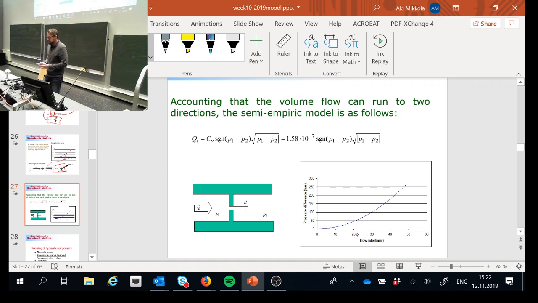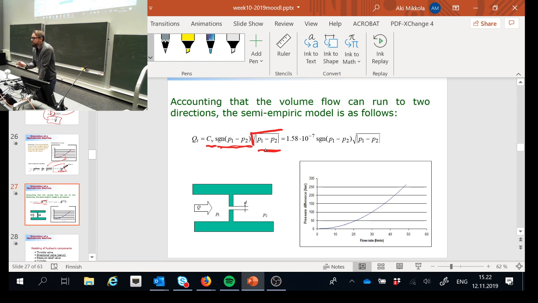Okay, so how does it go then? It goes such that you have here, first of all, the semi-empirical parameter, and then you're using something that is a must-have in a computer simulation. Then you have here the sign component. This takes care of the direction of the flow, and I'm going to explain that to you in a second. And then you have a square root, and under the square root you have the pressure difference.